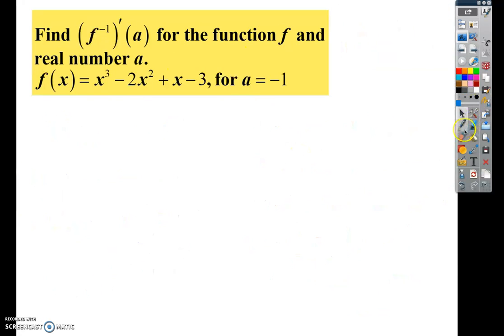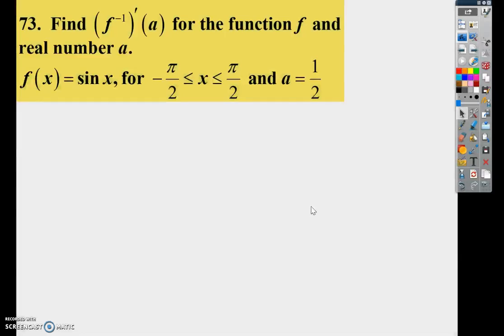And then we have one more. So go ahead and pause again and see what you can come up with.